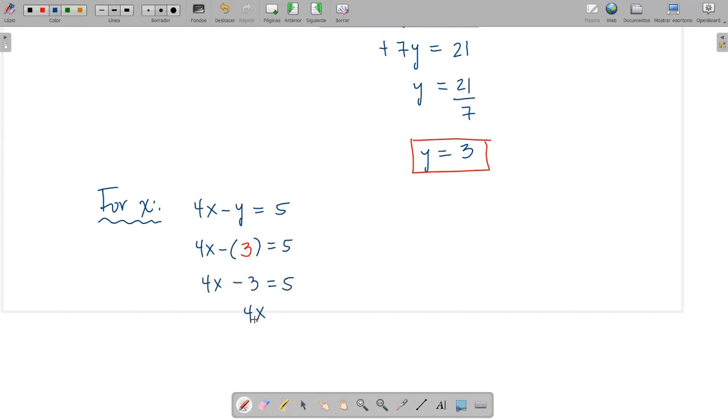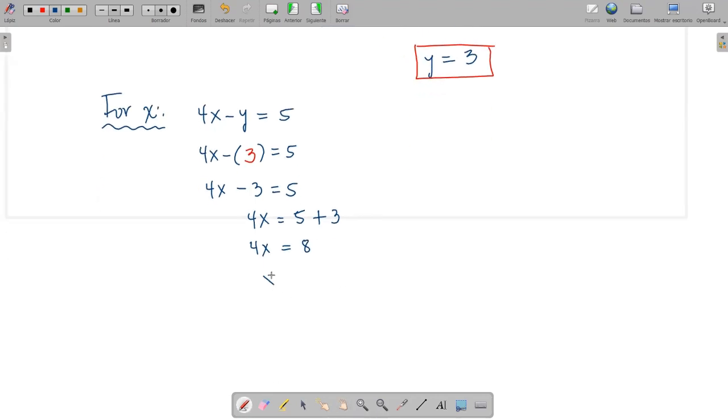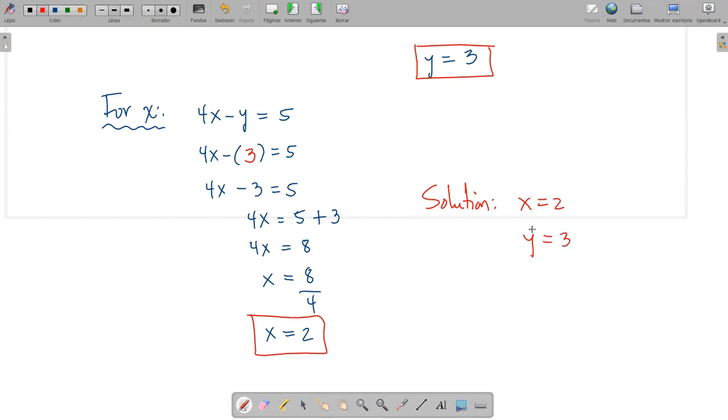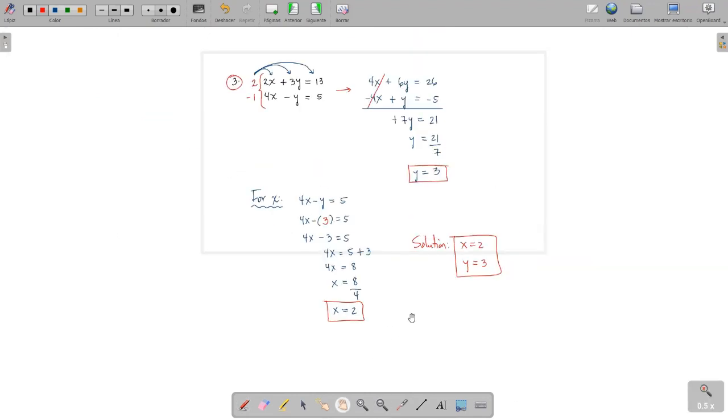So moving the minus 3 to the other side, positive. Reducing. And isolating the x. Because the 4 goes to the other side, dividing. 8 divided by 4. So we have now the solution. So solution: x equal 2 and y equal 3. And this was the example number 3.